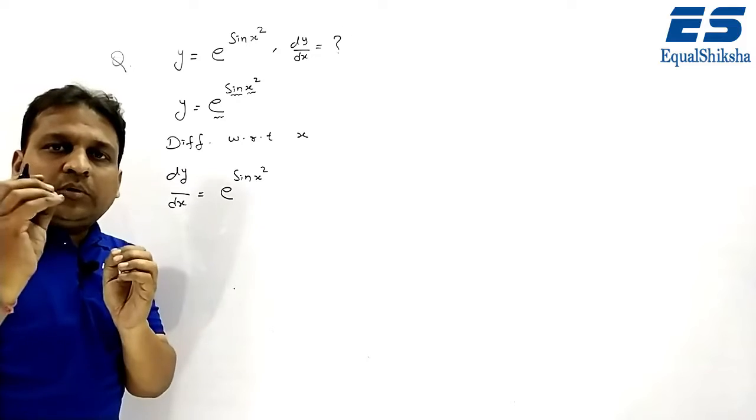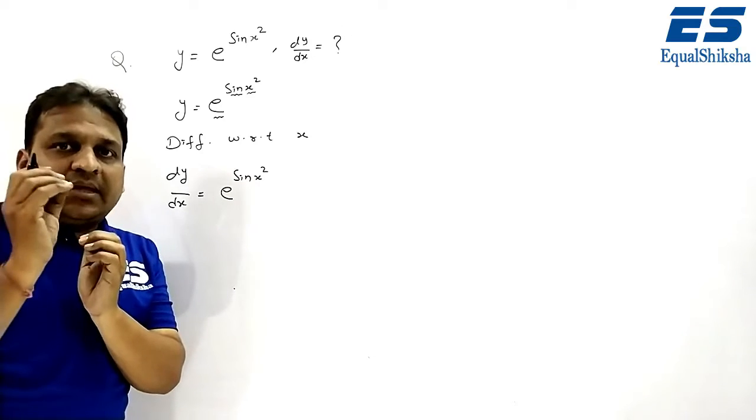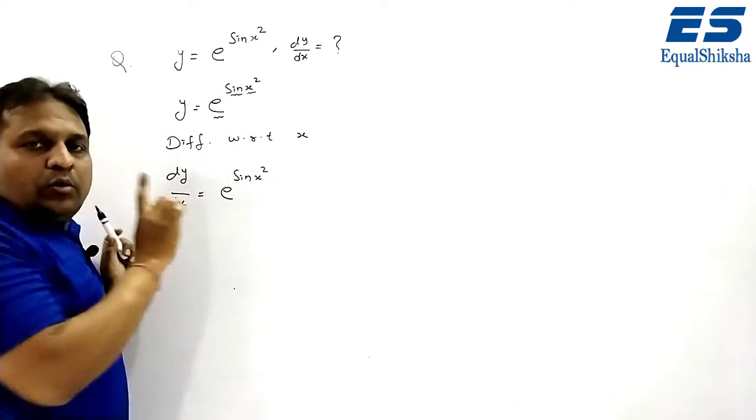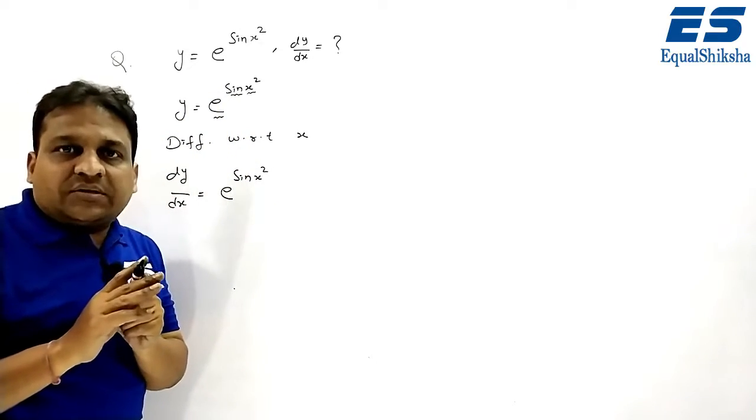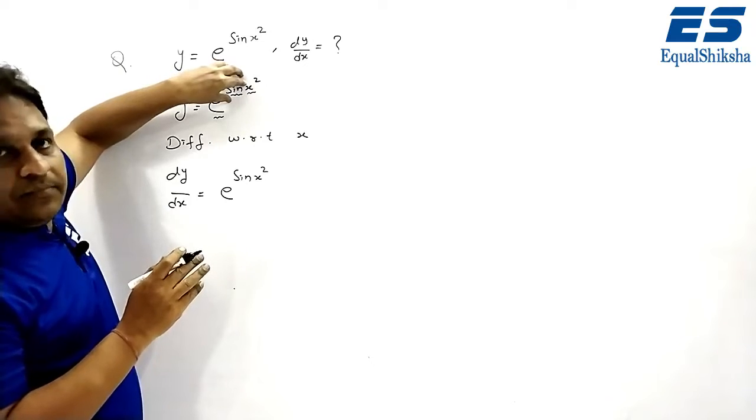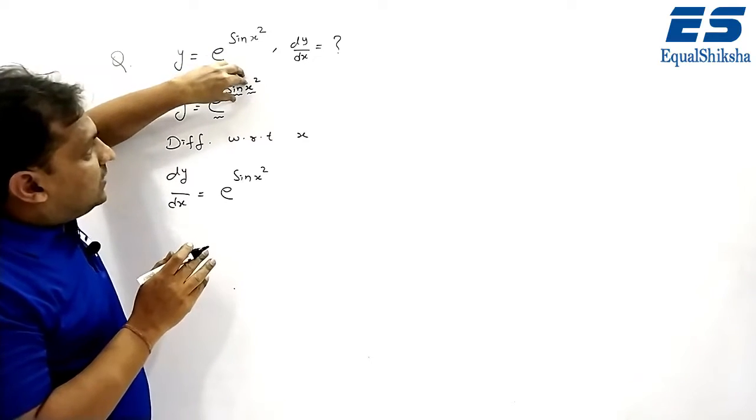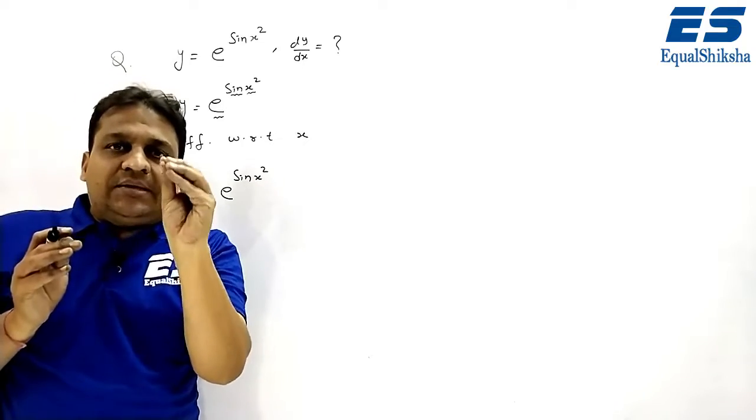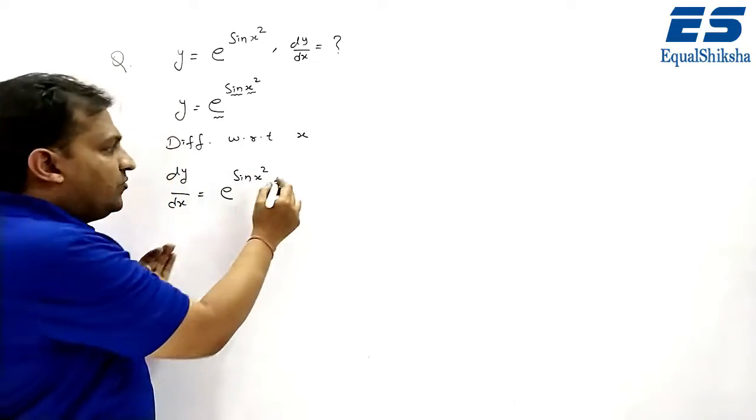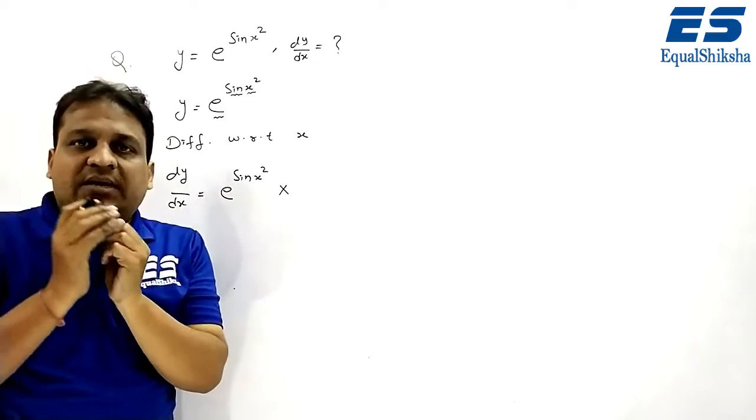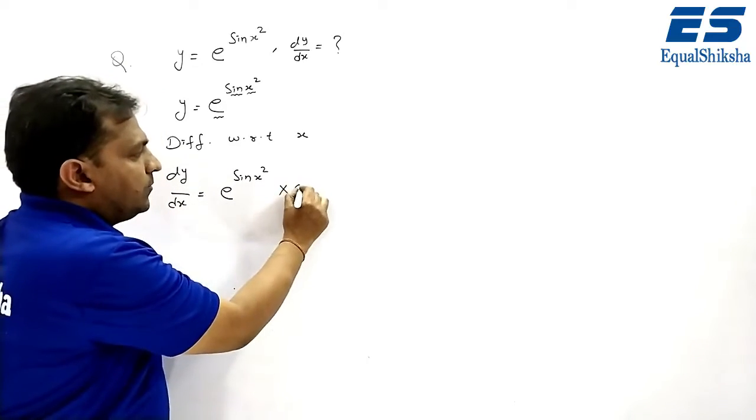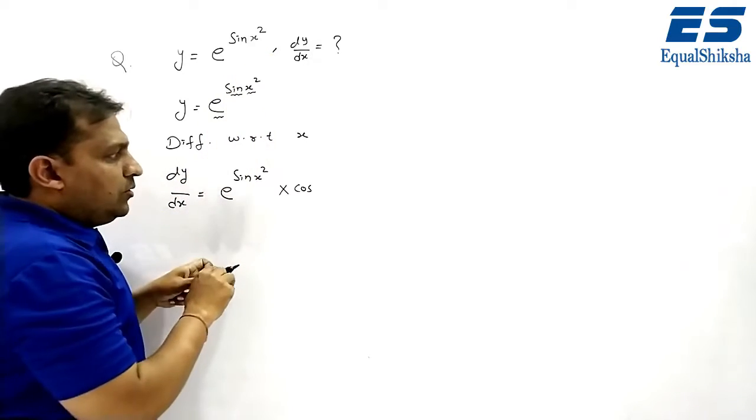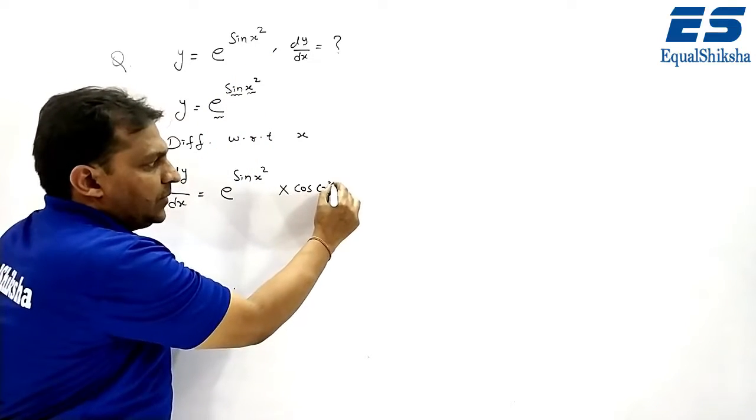Now we will do differentiation of the second function. Now this e का आपने differentiation कर दिया है. Now we will do differentiation of the second function, and the second function is sine. For this differentiation of sine, the remaining function is x square. So we will consider this x square as x, and the differentiation of sine is cos. So there will be cos. This x square will be considered as x. So there will be cos x square.